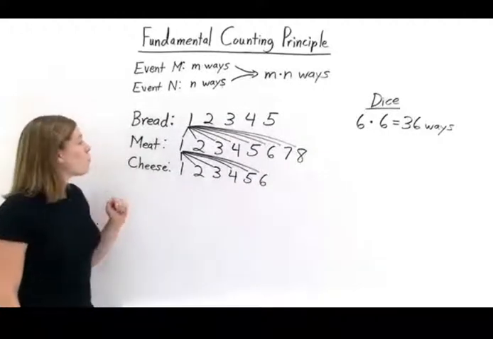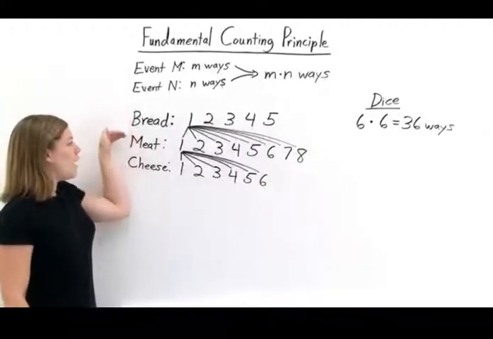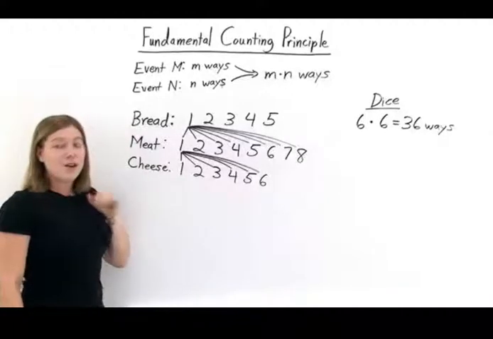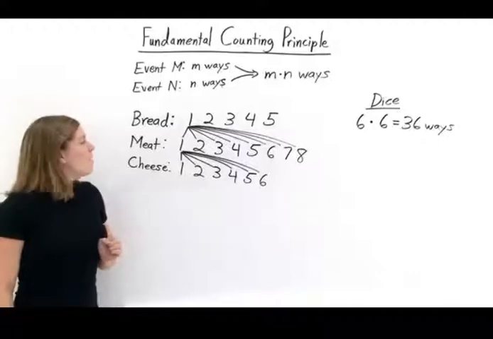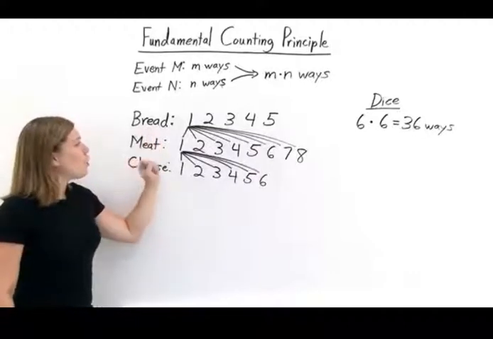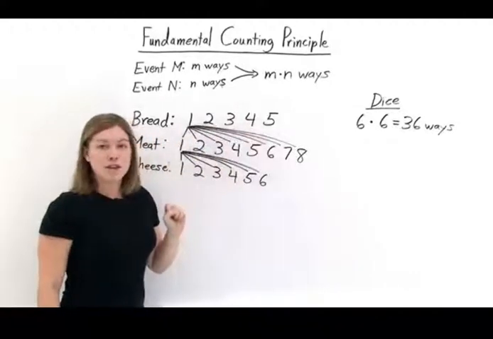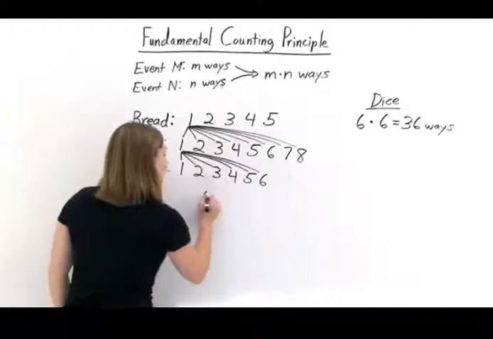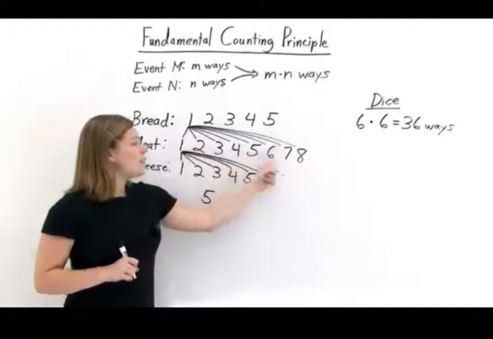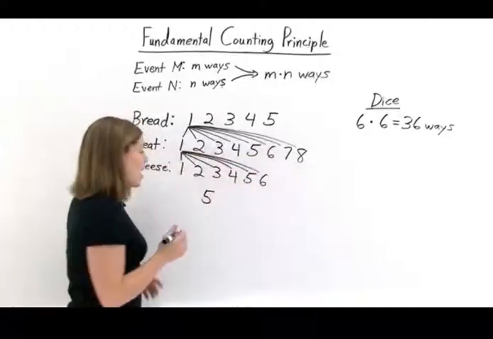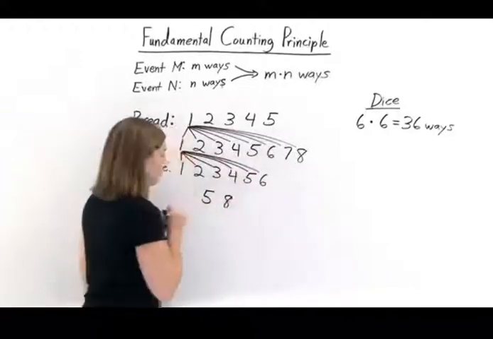Here we have 3 different events, choosing bread, meat, and cheese. So we need to figure out how many ways we could do each of these. Well, let's see. For choosing bread, we had 5 different options. So that's 5 different ways. We write that down. Now for the meat. Well, there are 8 different types of meat, so that's 8 ways, 8 possibilities.